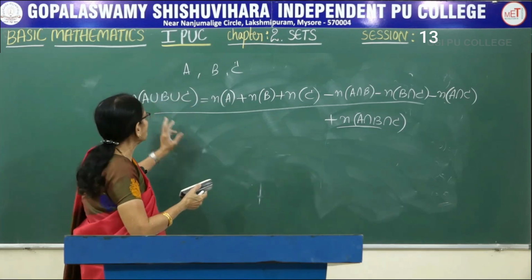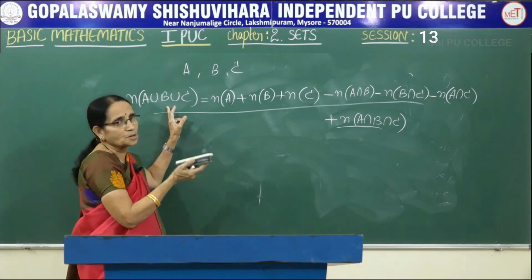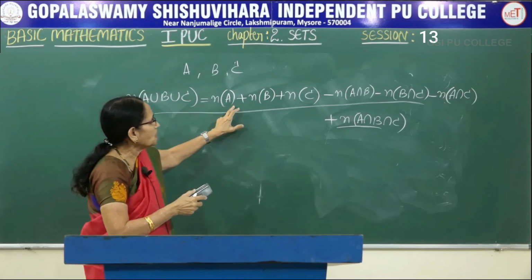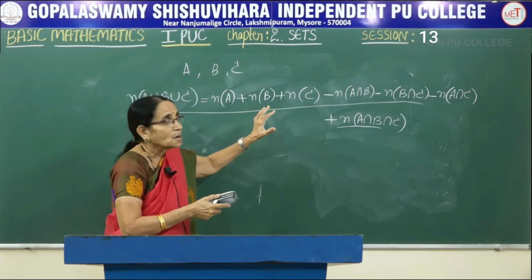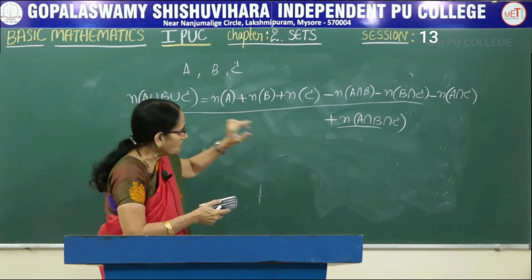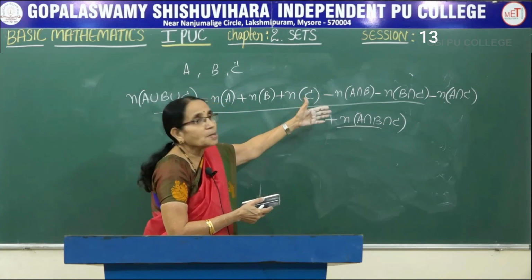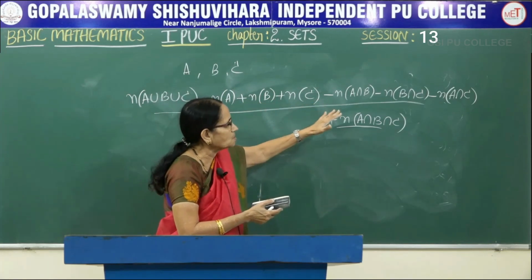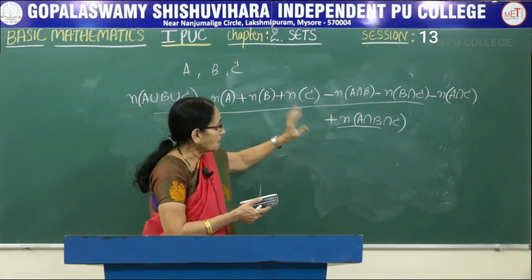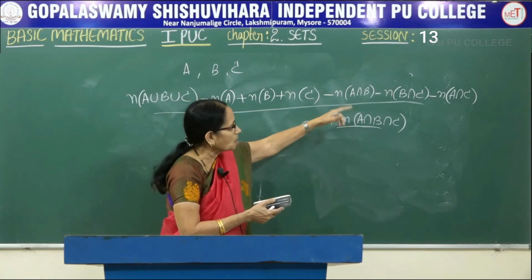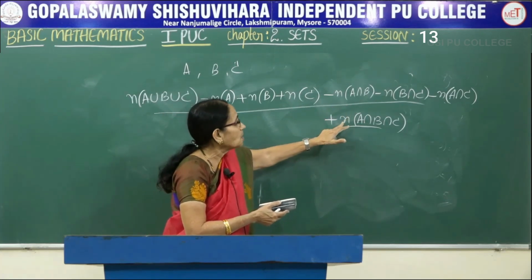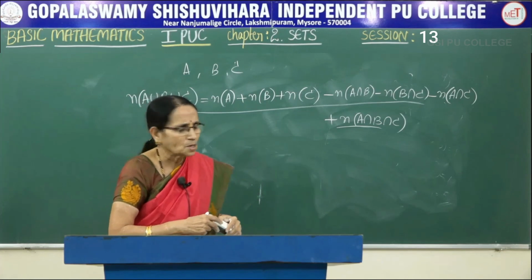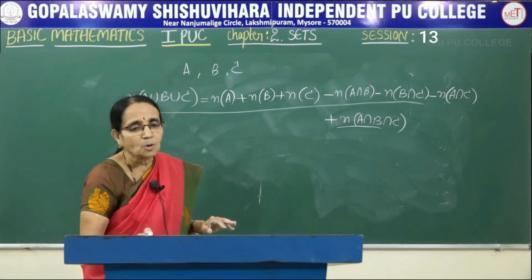But how do you remember it? It is an extension of 2 sets, what we learnt in the first part. n of A union B union C is equal to n of A plus n of B plus n of C. We add the number of elements of the 3 sets. Minus, we take out the common elements taking 2 at a time. All the 3 we cannot take. So n of A intersection B minus n of B intersection C minus n of A intersection C. Again, there will be some elements common to all 3 of them. Therefore, we add those common elements, n of A intersection B intersection C. The derivation will not be asked. So this is quite a lengthy formula you have to remember.